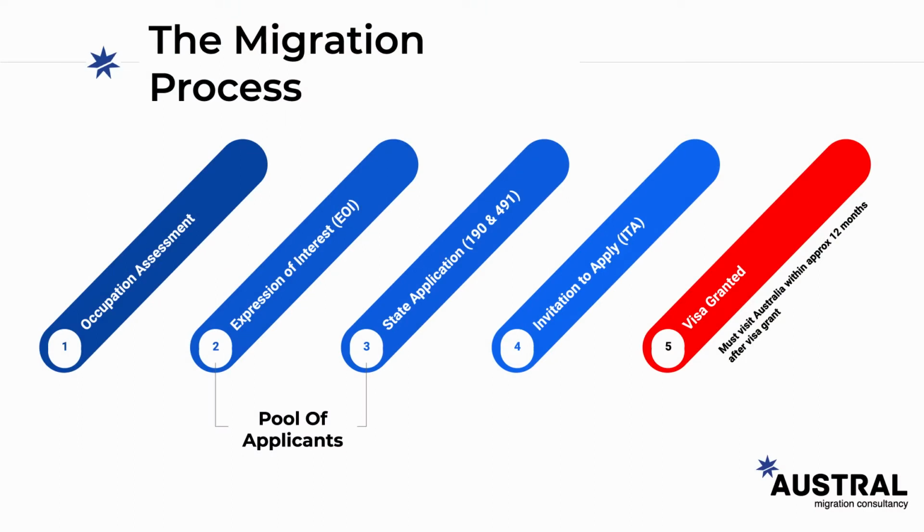So you can see here that there are 5 stages. One stage has to come before the next. From stage 1 to 5, you have to do one at a time. The only difference is that if you look at stage number 3, which is labeled state application, subclass 190 and 491, that stage is specifically for the subclass 190 and 491 state nominated visas only. For the subclass 189, you can skip that stage.